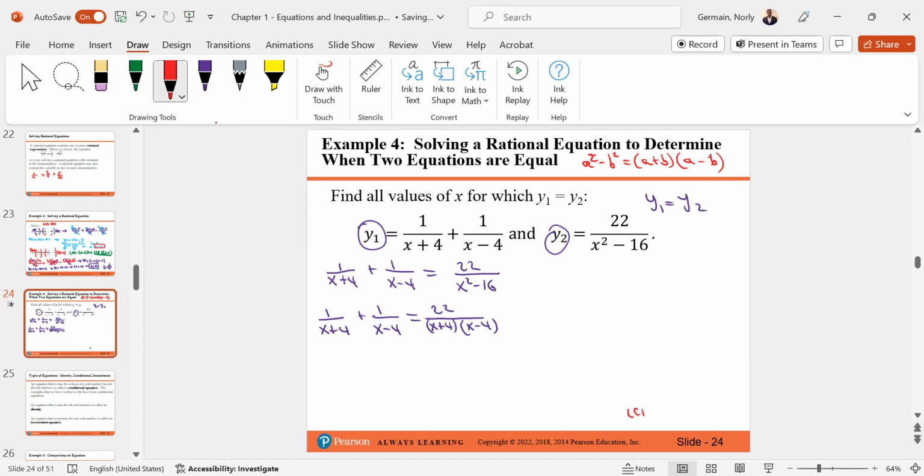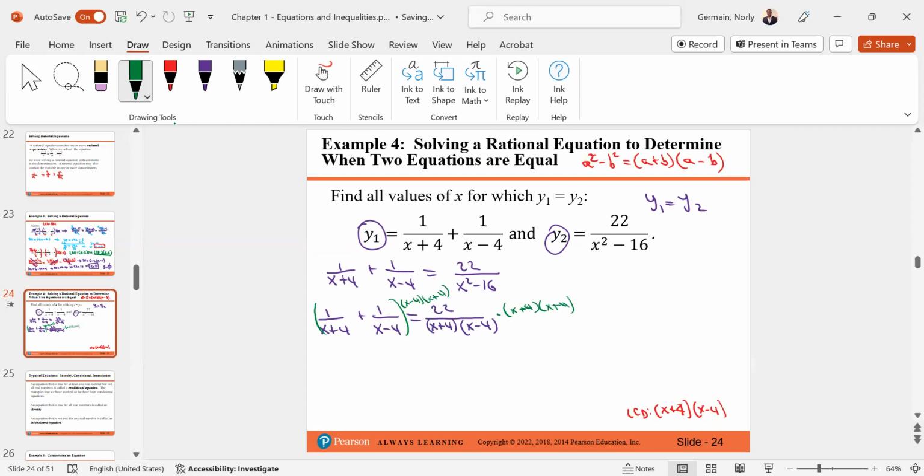Now, to identify the least common denominator, take the first factor, multiply by the next factor that is different from the first, and then the third factor that is different from the first and second. Looking at the third fraction, we already have everything. So on both sides of our equation, we multiply by x minus 4 times x plus 4.